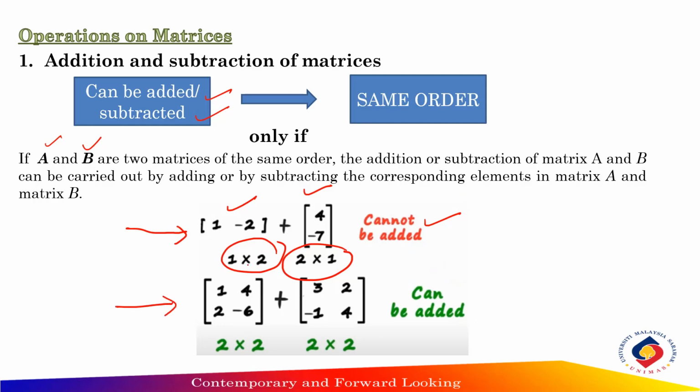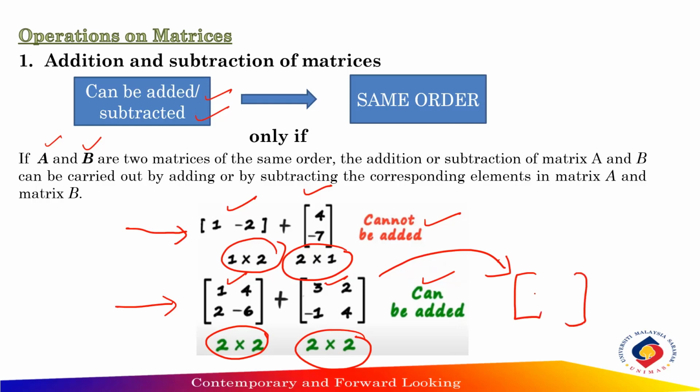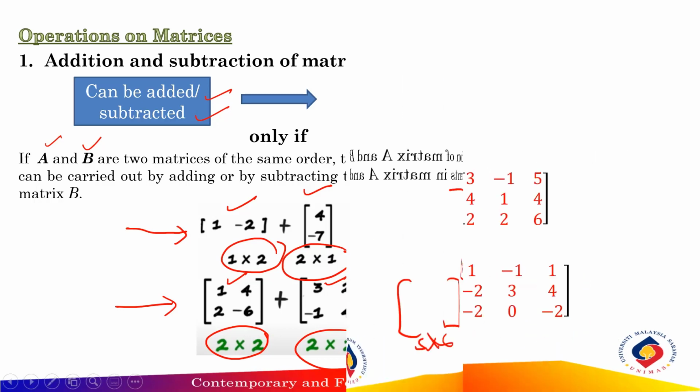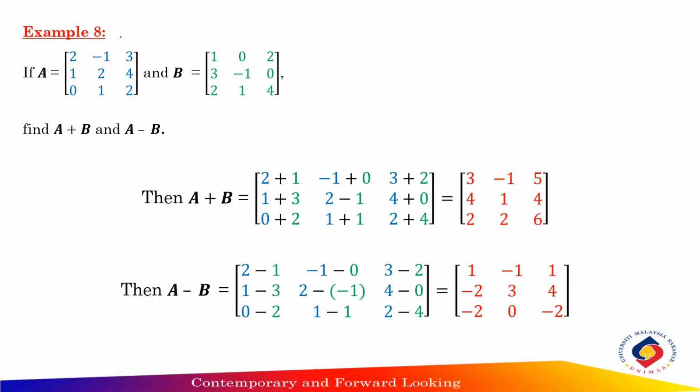While in example 2, as you can see here, these two matrices are of order 2 by 2. And then these matrices can be added because they have the same order, and we can see the result of this process is also a matrix of the same order, which is 2 by 2. And to carry out the process of addition and subtraction, we can add or subtract the corresponding elements of these two matrices. For instance, look at example 8.